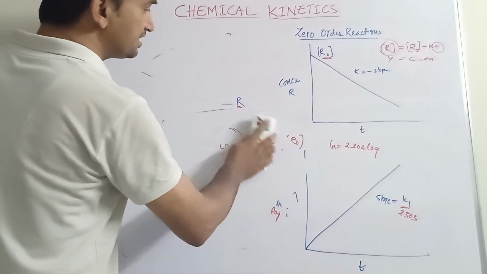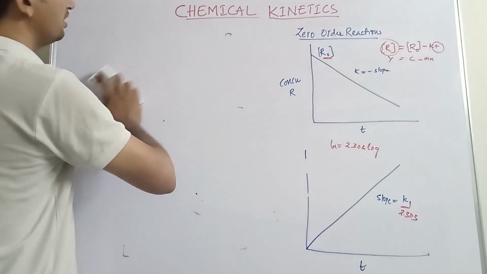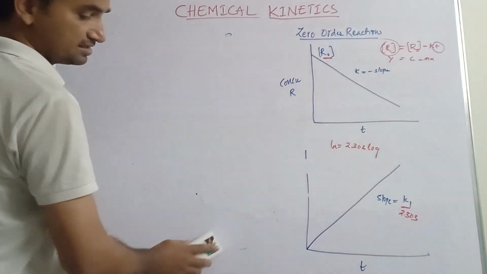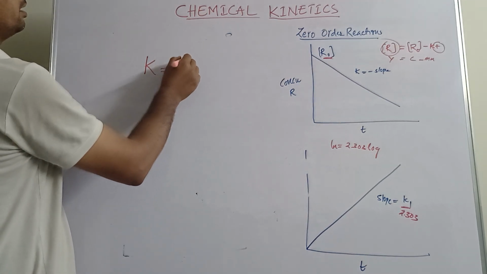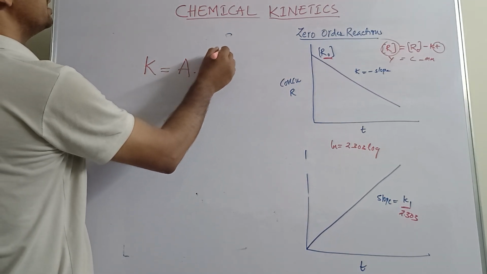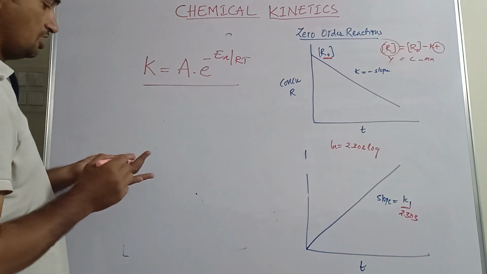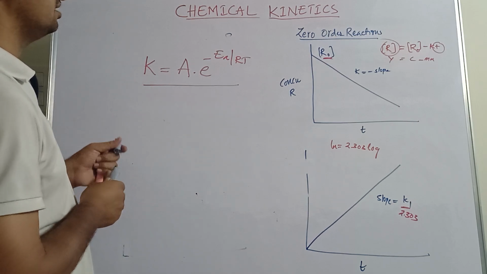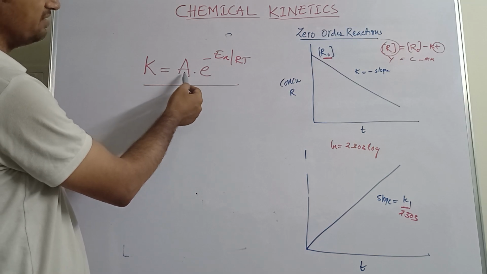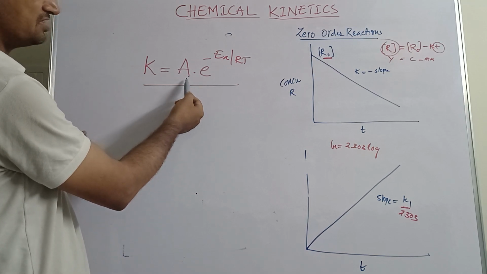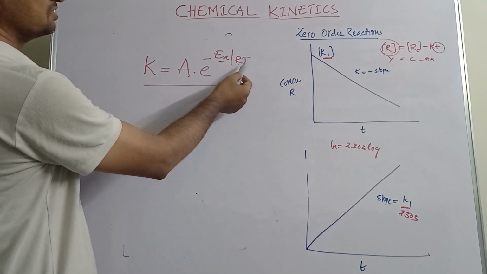As you know, the Arrhenius equation: the rate constant K equals A into exponential to the power of minus Ea by RT. This is known as the Arrhenius equation, right? Now here what is K? That is the rate constant. Whereas A, what is the meaning of A? A is the pre-exponential factor, or otherwise you can say Arrhenius factor, otherwise we can say frequency factor. Now here what is Ea? Energy of activation. What is R? Gas constant. What is T? It is the temperature.